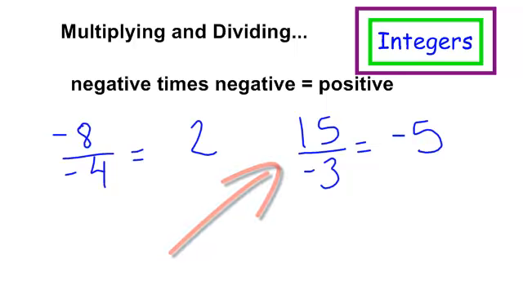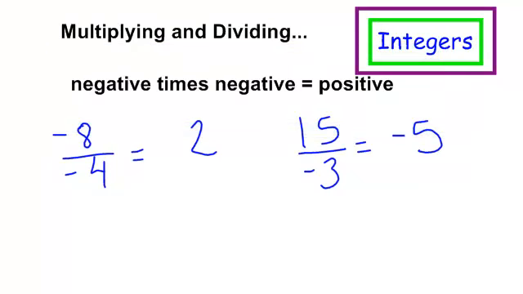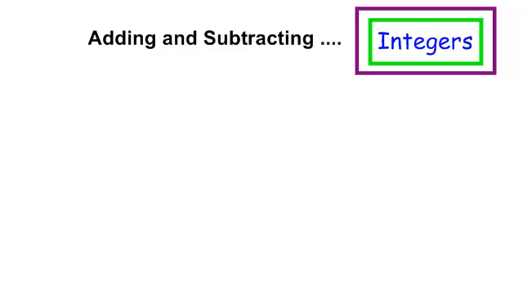So in multiplying and dividing, if you have a negative times a negative or a negative divided by a negative, your answer will be a positive. We do not care which one's a larger number or which one's a smaller number. If you have a negative times a negative, your answer is a positive. Now let's talk about adding and subtracting. Okay, let's start with a few simple problems.